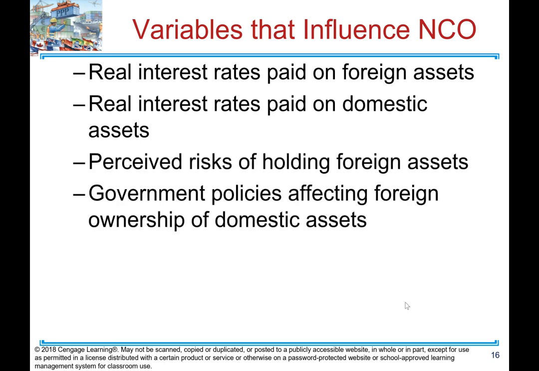The variables that influence net capital outflow, or NCO, are real interest rates paid on foreign assets, real interest rates paid on domestic assets, perceived risks of holding foreign assets, and government policies affecting foreign ownership of domestic assets.